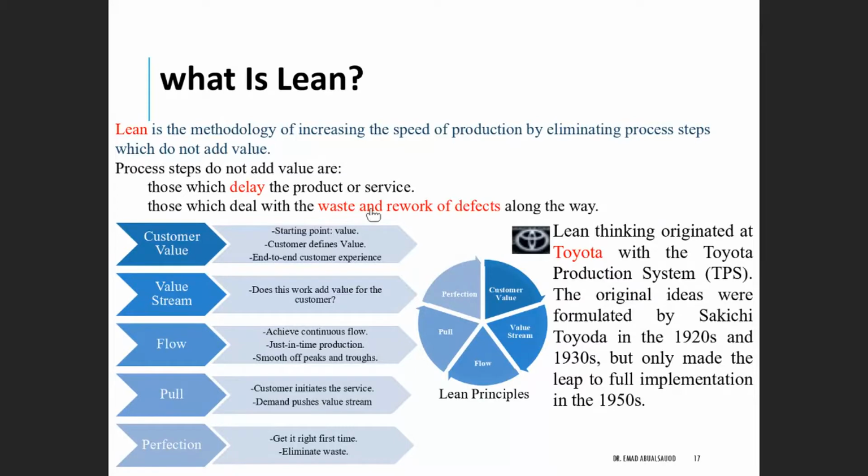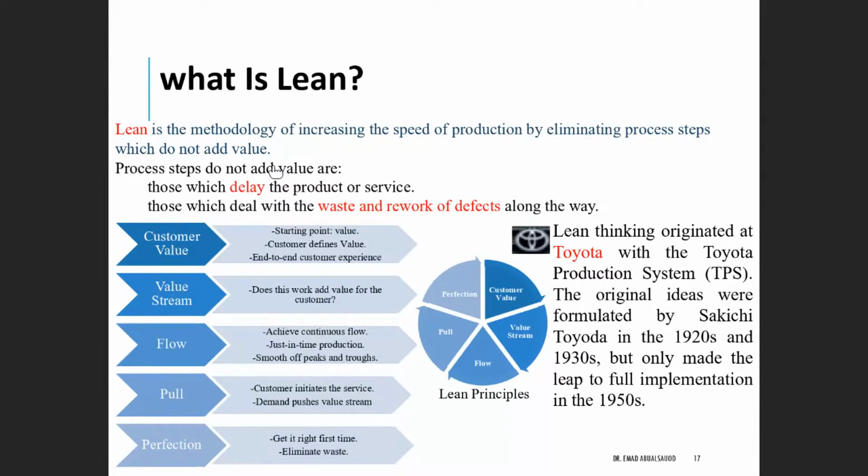Lean is the methodology for increasing the speed of production by eliminating process steps which don't add value. It focuses on reducing or eliminating waste and defects in the process, and at the same time eliminating delays in the process. Waste is also explained in detail in the Lean Six Sigma recorded session, and there are several types of waste. So Lean focuses on reducing and eliminating waste, and Six Sigma works on reducing and eliminating variability, just to distinguish between the two objectives.